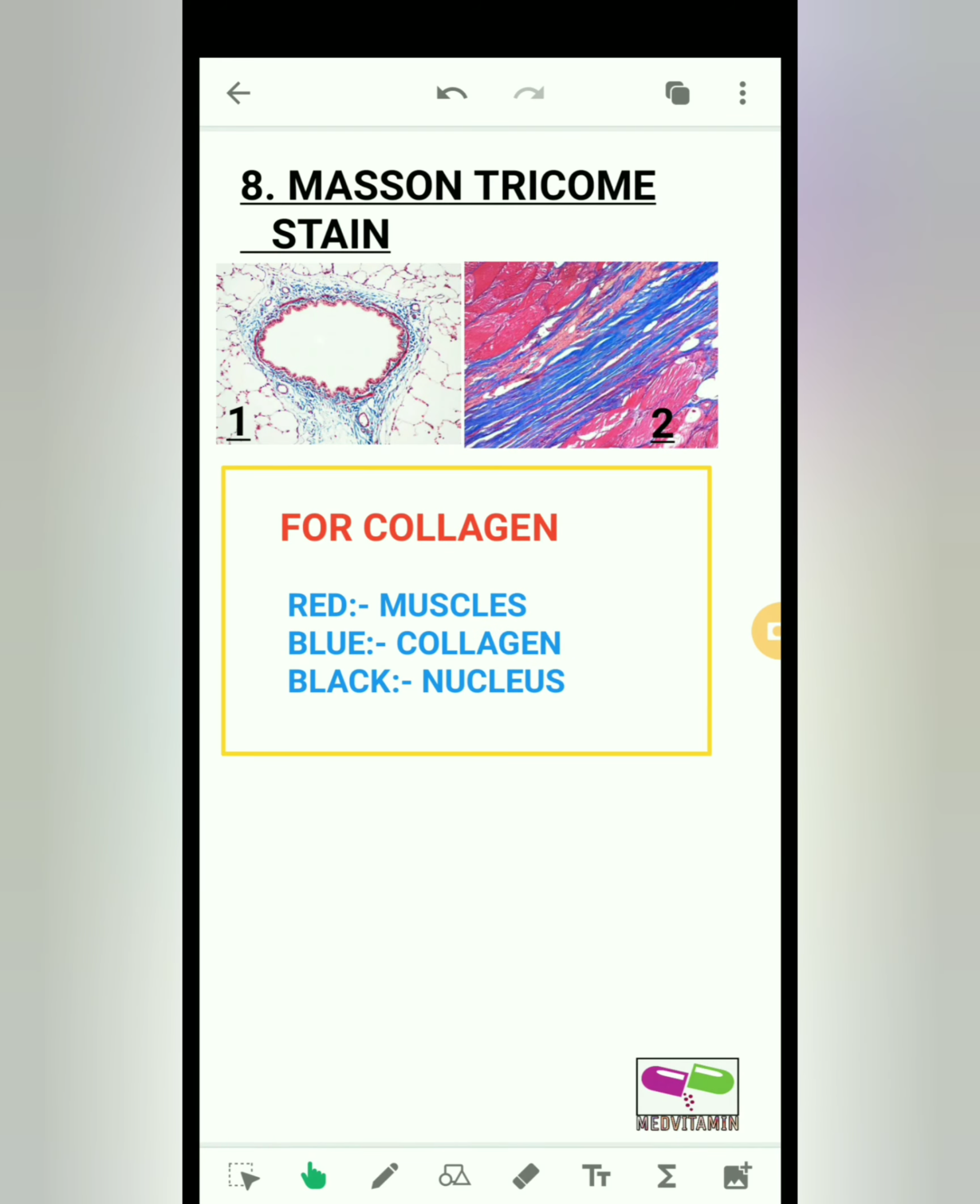The next one is about Masson trichrome staining. This is for collagen, where the red one is the muscle, the blue one is the collagen, and all nuclei will be black in color. I have tried to show two different slides. Both of them represent Masson trichrome staining.